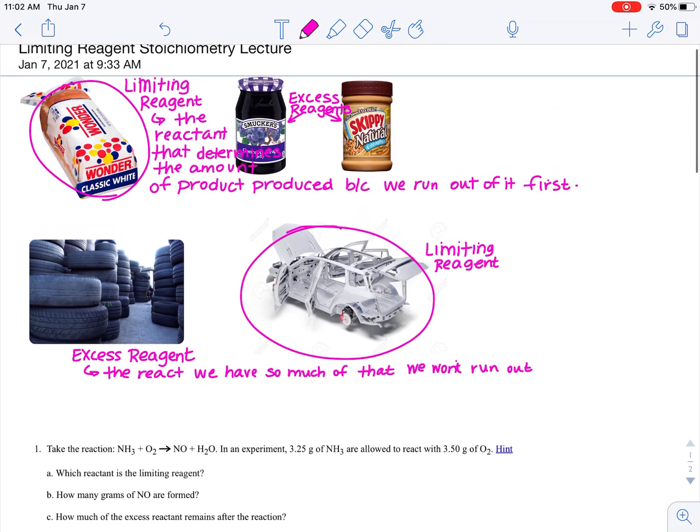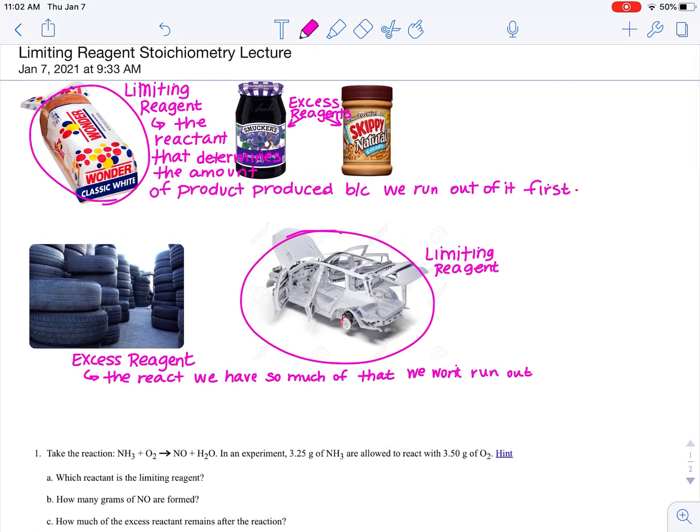So how is that relevant in a chemical reaction? Same thing is true. Let's say I want to do the chemical reaction to produce aspirin, and I have 10 grams of all the ingredients to make aspirin. As soon as those 10 grams of one ingredient runs out, aspirin can no longer be manufactured. So whatever reactant I run out of first is going to limit or determine the amount of product that I'm able to make.